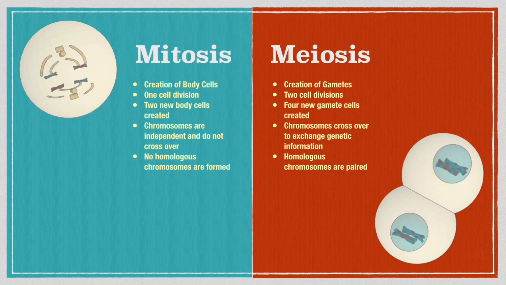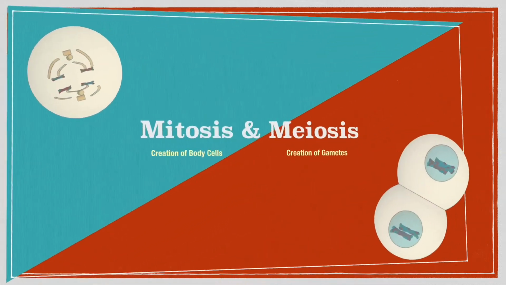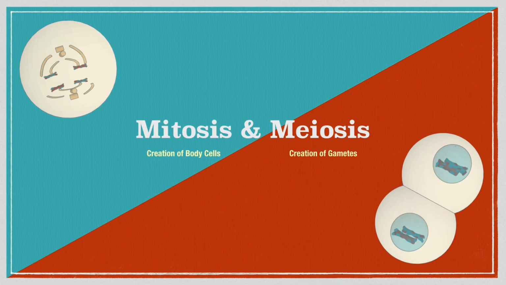In mitosis, chromosomes are independent and do not cross over, whereas in meiosis, chromosomes do cross over to exchange genetic information. In mitosis, there are no homologous chromosomes, whereas in meiosis, there are homologous chromosomes. So there you have it, the two different processes of cellular reproduction: mitosis for creating body cells, and meiosis for creating gametes.